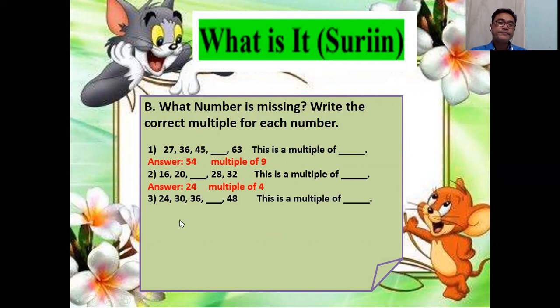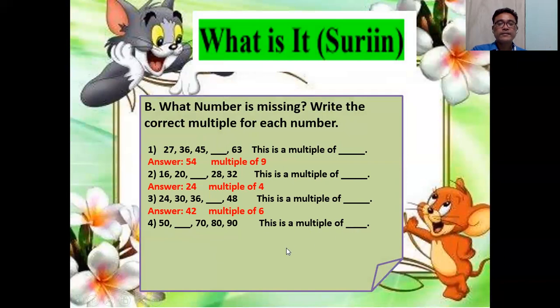Number 3. 24, 30, 36, blank, 48. This is a multiple of blank. The answer is 42, and a multiple of 6. Number 4. 50, blank, 70, 80, 90. This is a multiple of blank.